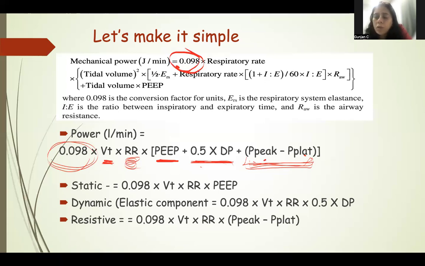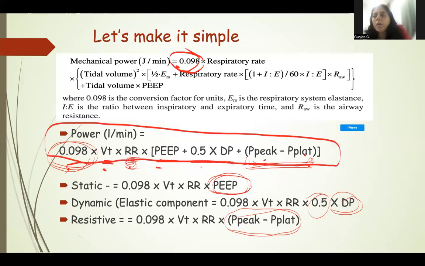So a constant multiplied by the tidal volume that you delivered, multiplied by the respiratory rate, because we are taking the unit of time into consideration. The PEEP we are taking to overcome the static elastance work. For the dynamic elastance work, we are taking half of the driving pressure. And to overcome the resistive work, we are taking P peak minus P plat. Adding all these together, this becomes our simple equation of mechanical power.